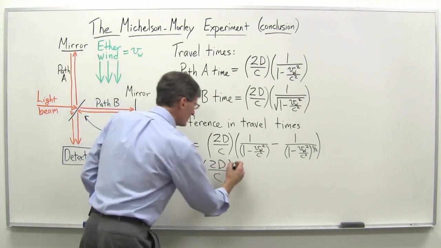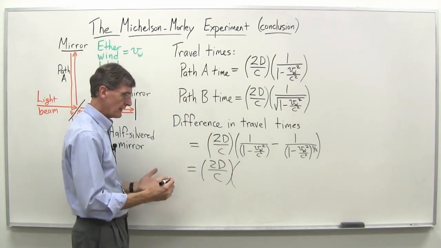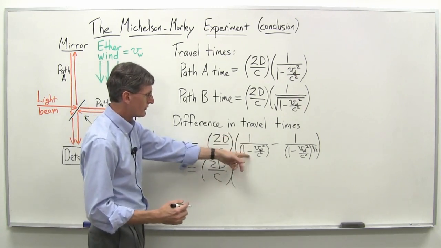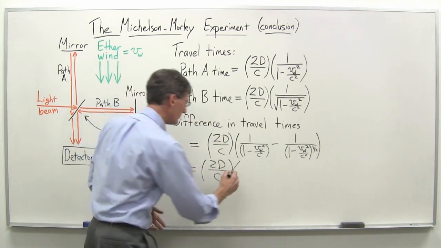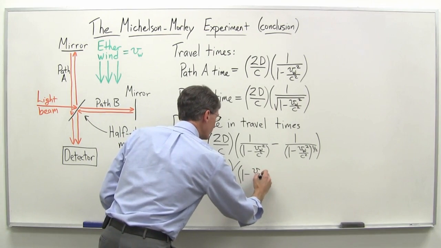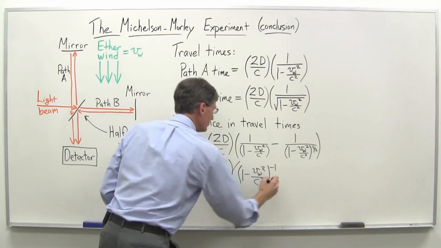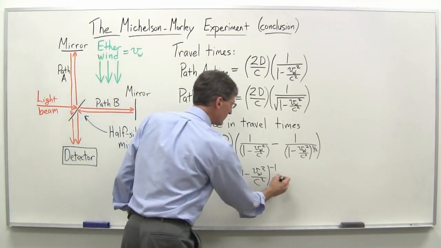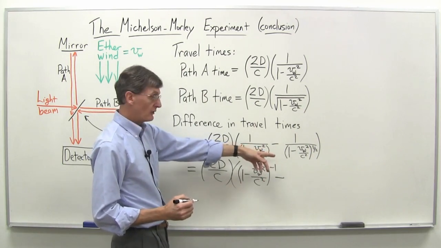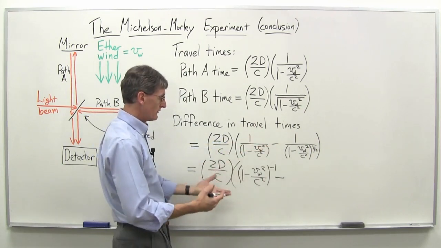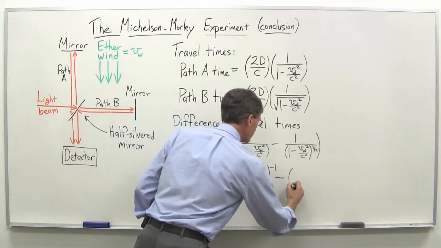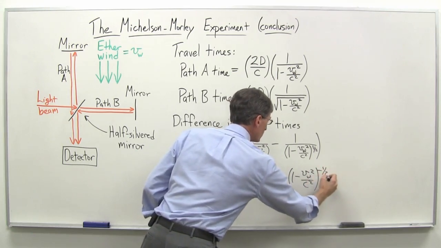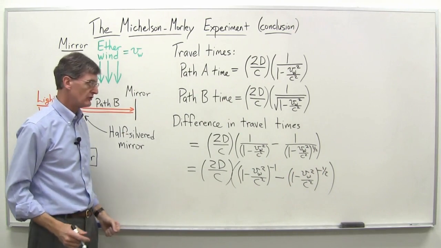2D over C. I just want to rewrite this for a second, in slightly different notation that we talked about before, the exponential notation. This 1 over something is that something to the minus 1 power. So this becomes 1 minus VW squared over C squared to the minus 1 power. We haven't really done any math there, just changed our notation. And then minus the second term, 1 minus VW squared over C squared to the 1/2 power in the denominator, which means the same thing as 1 minus VW squared over C squared to the minus 1/2 power if we write it like this. Okay, so just a change of notation there.